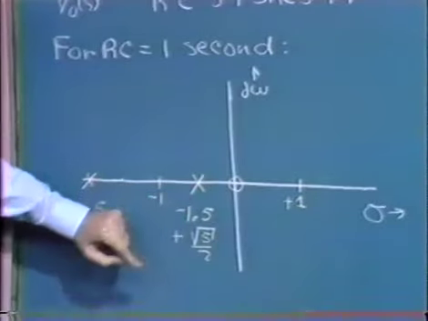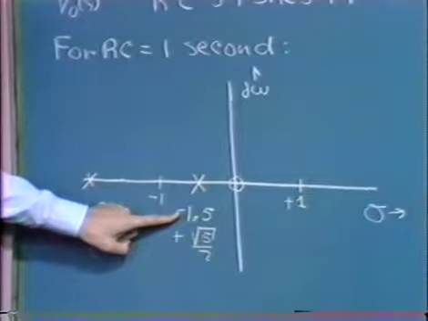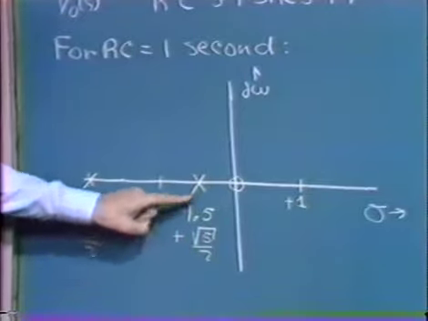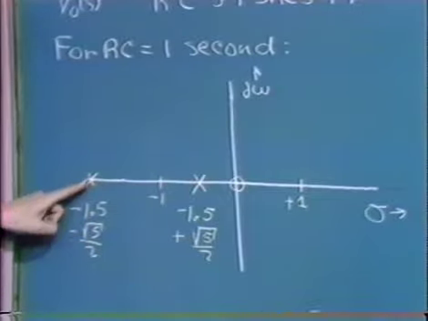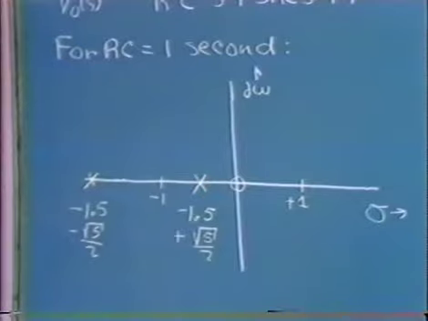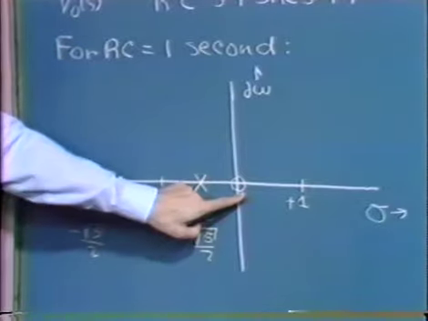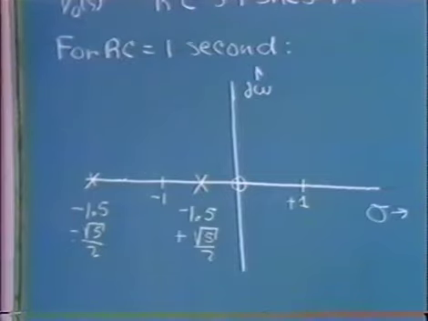We find that by factoring that denominator, we get poles at s equals (-1.5 + √5/2) and (-1.5 - √5/2) for the two poles associated with the Wien bridge transfer function. And there is, of course, a 0 at the origin, reflecting the numerator.